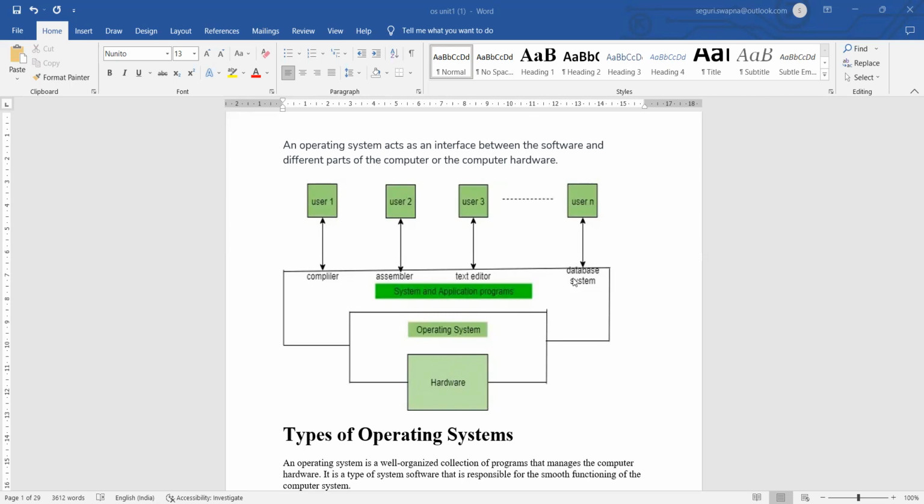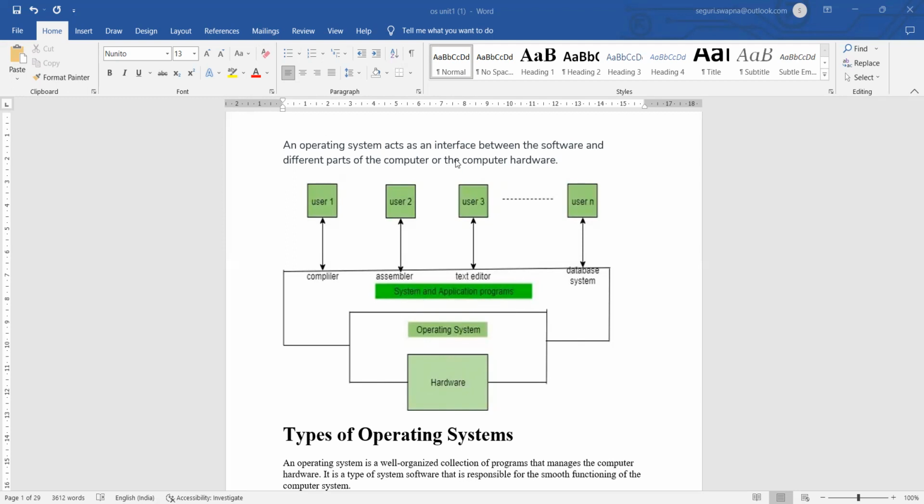Here, this is a structure of the components of the computer, which is divided into four parts. One is the user, next system and application program, followed by operating system and the hardware. The instructions which are given by the user are taken by compiler, assemblers, text editor, or database system. They are passed to the system and application programs, which are received by the operating system and passed to the respective hardware components. So, this is how the instruction gets executed.